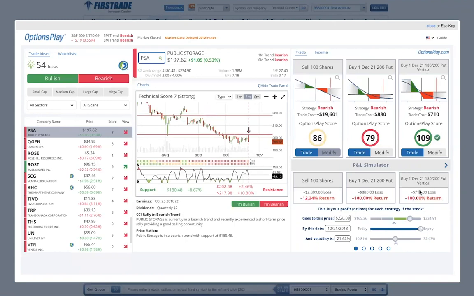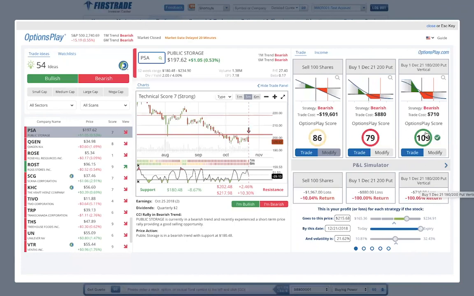Here, if I had shorted the stock, I lose roughly $2,400. So I'm risking quite a bit by shorting the stock. If I bought the put, I'd lose $880, so a fraction of that, roughly a third of the losses that I have with shorting the stock, versus buying a put vertical, I'm only risking $710. So not only am I getting the highest return if I'm right by buying this put spread, I'm also risking the least amount of money if I'm wrong on this trade.